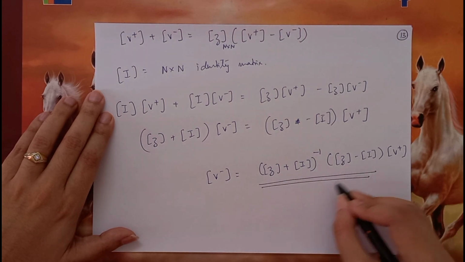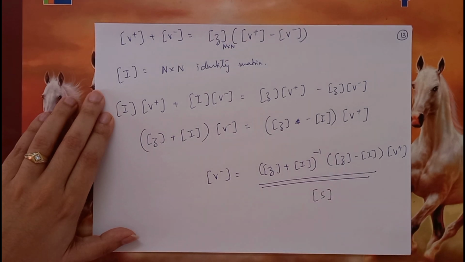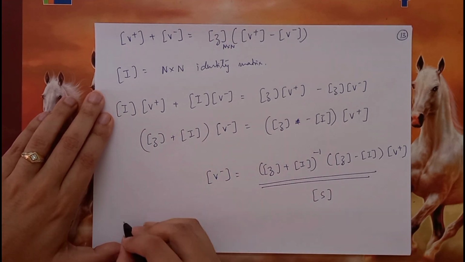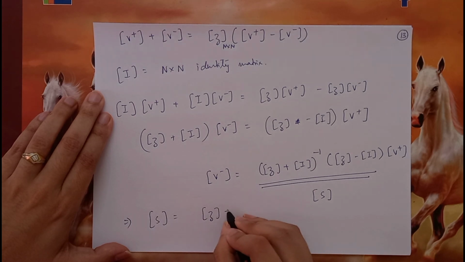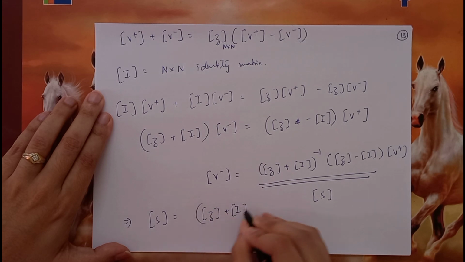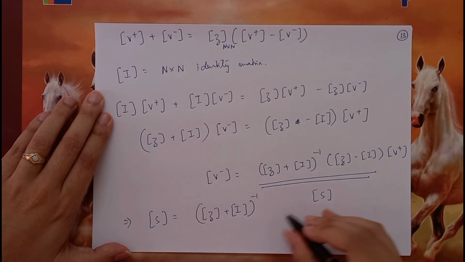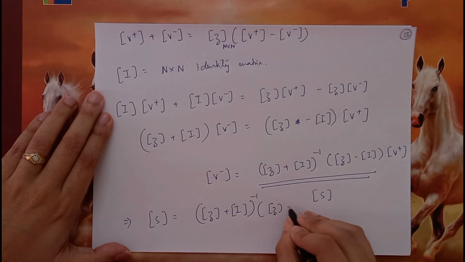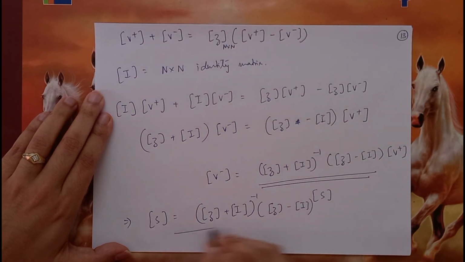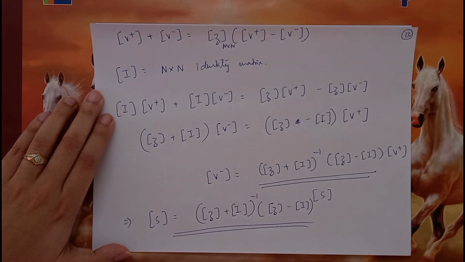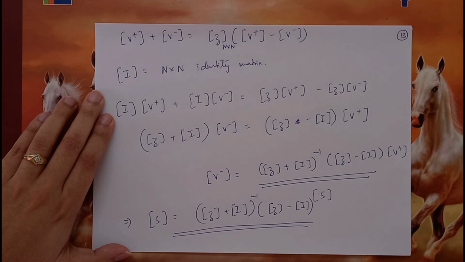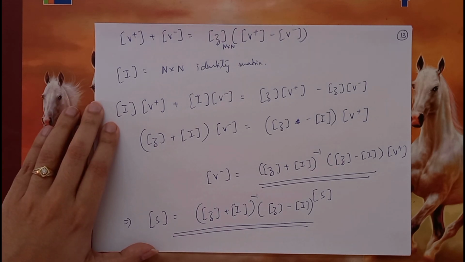So therefore this is my S matrix. So I can say that S equals (small z plus I) inverse times (small z minus I). This is how you can obtain the S parameter matrix from the Z parameter matrix by normalizing the Z parameter matrix. So we shall continue from this point onwards in the next lecture. Thank you.